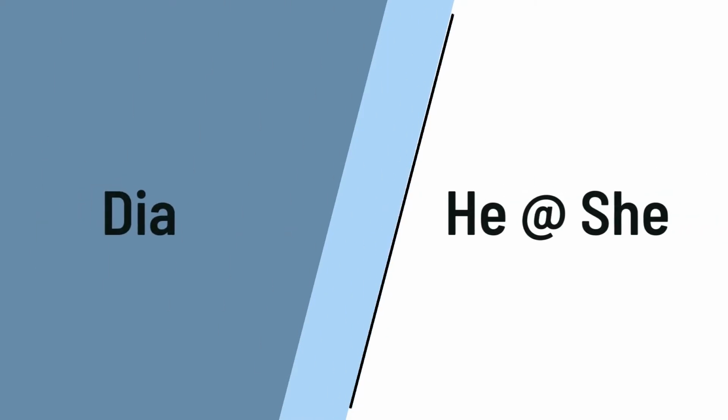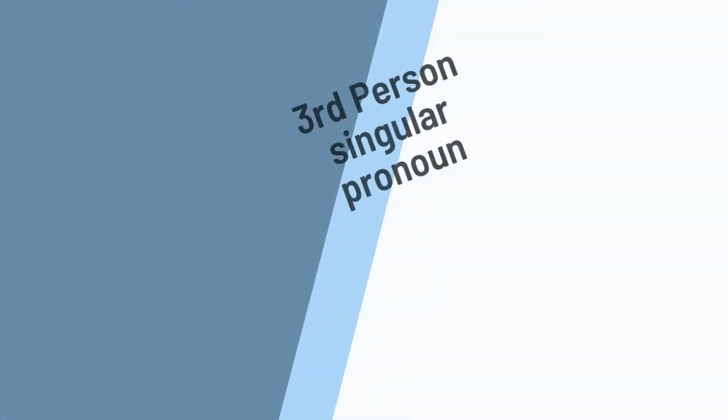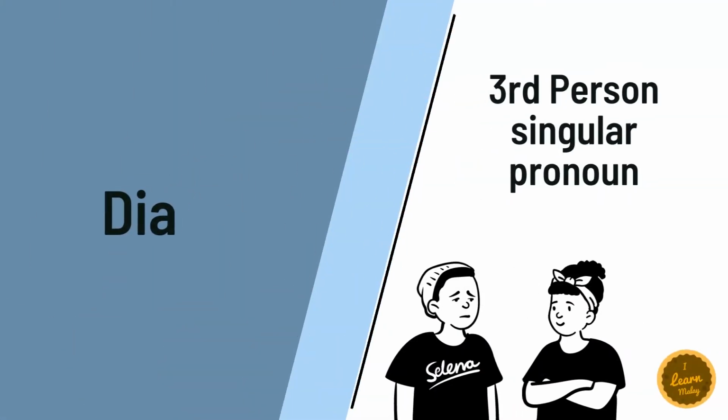Today we will learn the pronoun dia, which means he or she. It is a third-person singular pronoun, and in Malay, there is no gender specification for the word dia as in English. You have to understand the whole context, whom the speaker refers to.